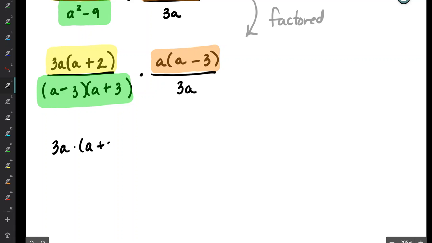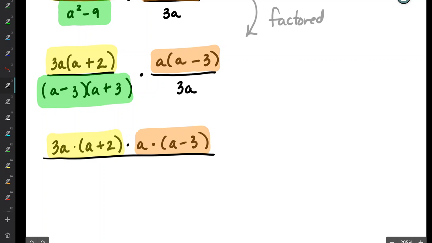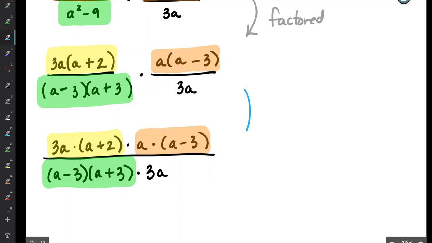3a times a plus 2, there's yellow, times orange, times a. And you don't have to write these dots, but I'm just emphasizing the multiplication. So I've got yellow times orange, all over green times my 3a. Here we multiplied straight across.